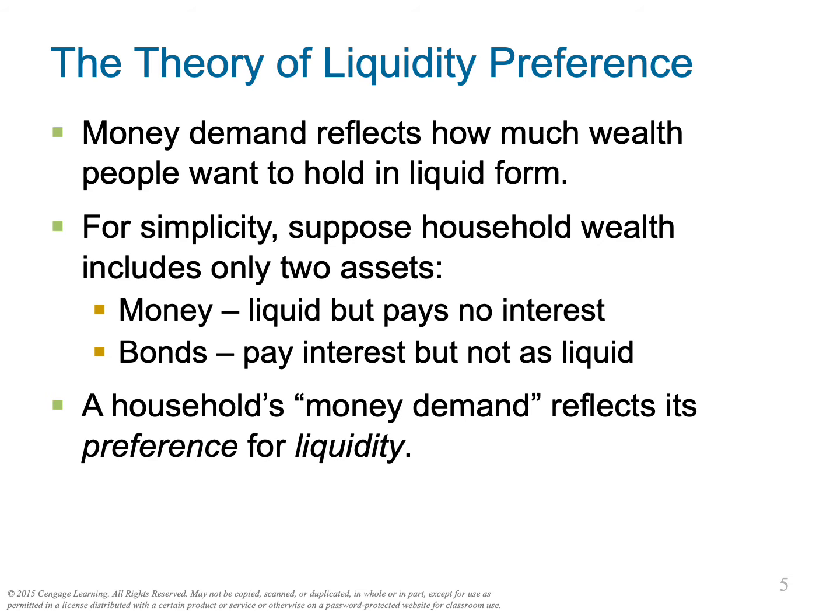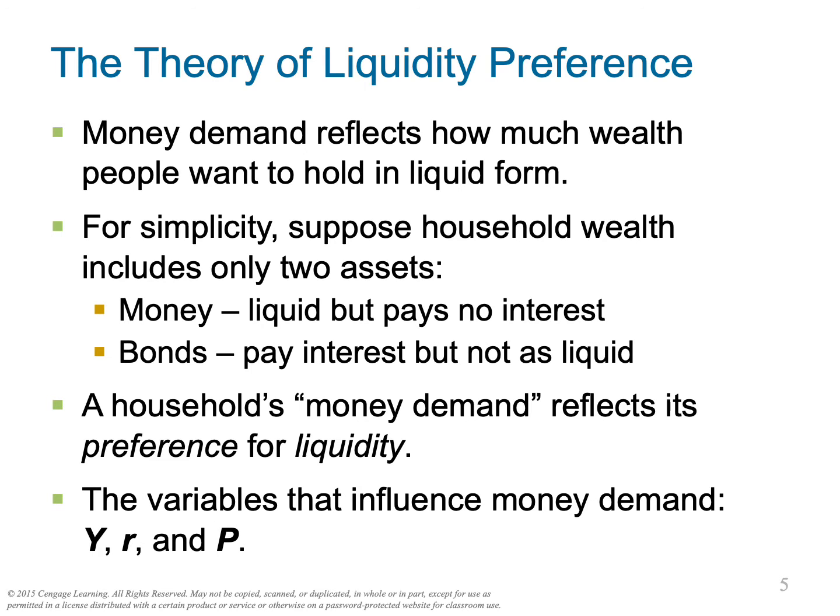And so, given these two assets that households hold, the money demand from a household is reflecting its preference for liquidity. How much liquidity does the household want? And the main variables that are going to influence money demand are GDP, the interest rate, and price level.